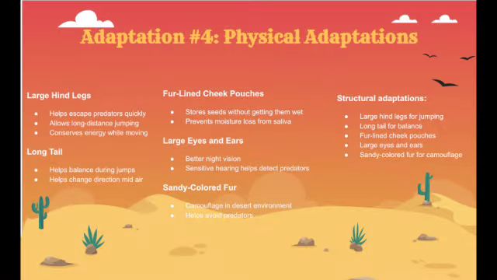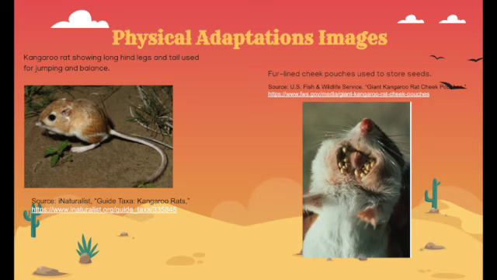Sandy-colored fur provides camouflage by blending into desert surroundings, and these structural adaptations increase survival and reproductive success within the environment. The image on the left shows the kangaroo rat's long hind legs and long tail. The hind legs allow for fast jumping, while the tail helps maintain balance during movement.